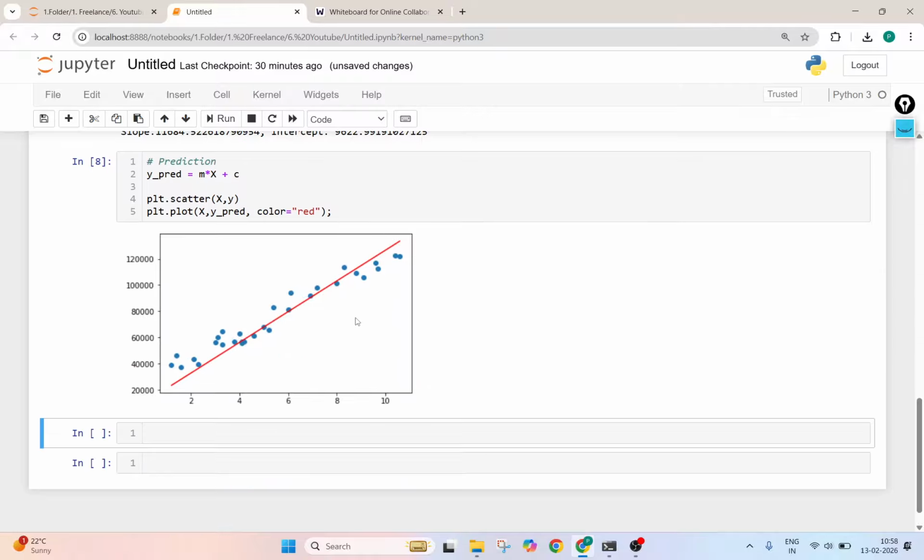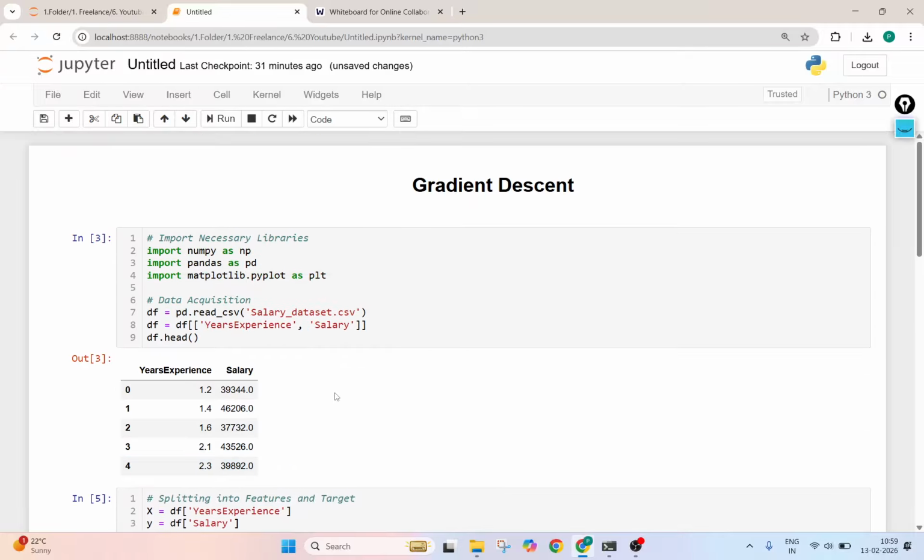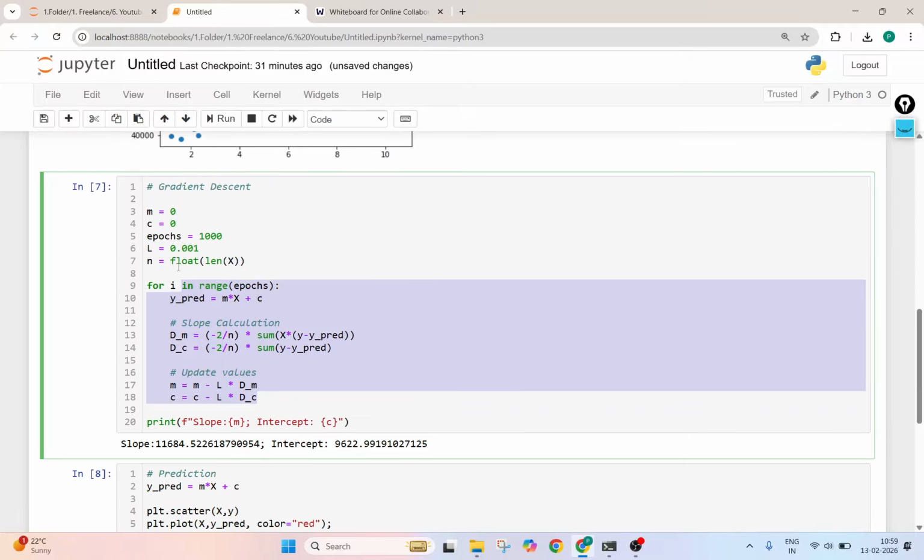Oh, we do get a line. Fine. Had we not got a line, we could have simply done a sorting. Minimum of x and maximum of x followed by minimum of y pred and maximum of y pred. So this is exactly the line that we get. So even without using a linear regression model from sklearn, we got the best fit line, right? How did we get that? By using the concept of gradient descent, right? This is the entire concept over here.